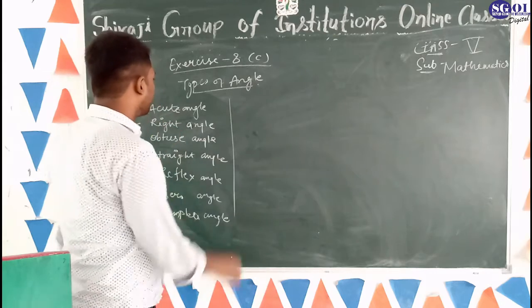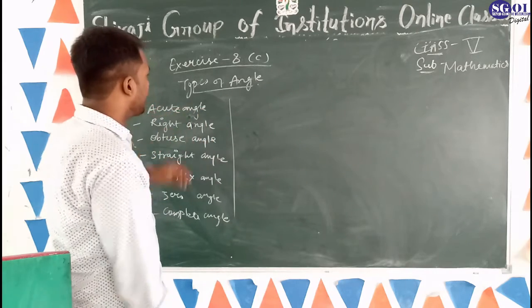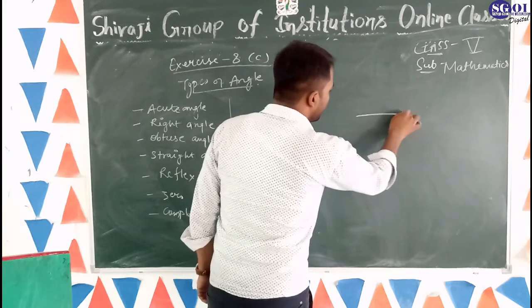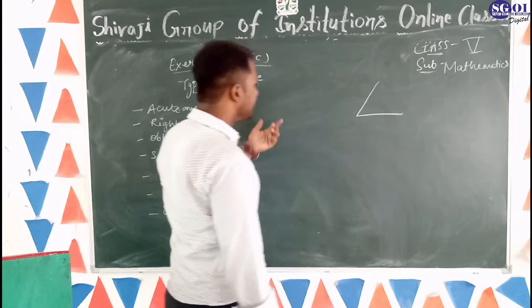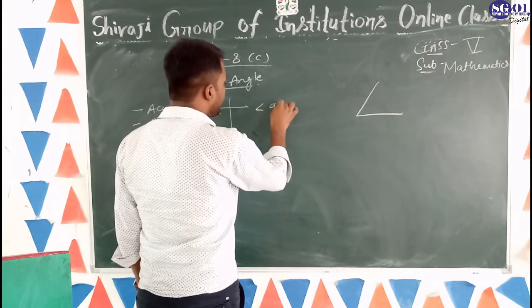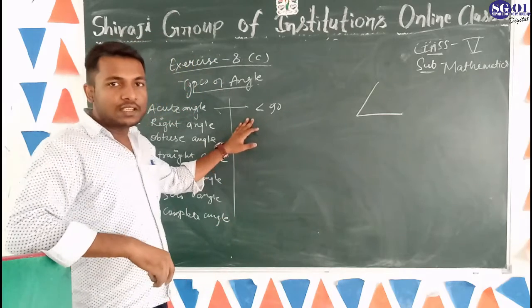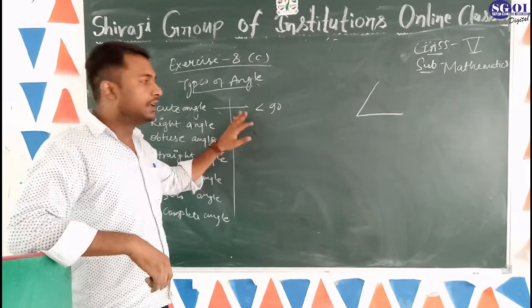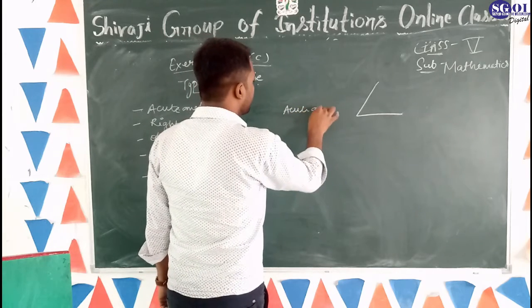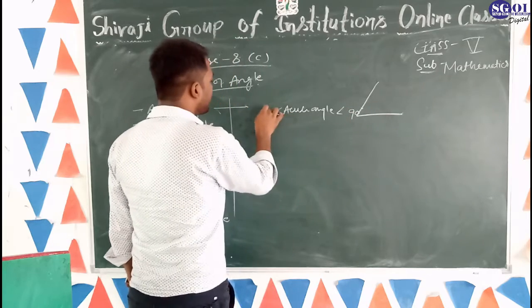Let's see how we can divide these types of angles and how they are made. First is acute angle. The angle less than 90 degrees. Acute angles are those angles having less than 90 degrees and greater than 0 degrees. The angle whose measure is greater than 0 degrees and less than 90 degrees is called an acute angle.